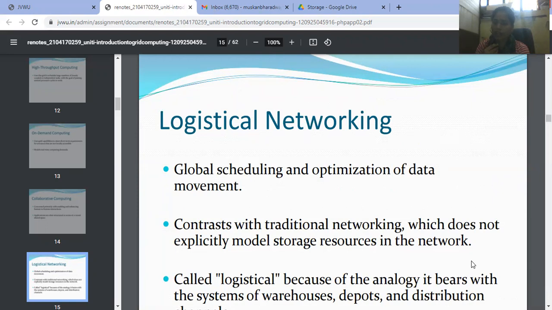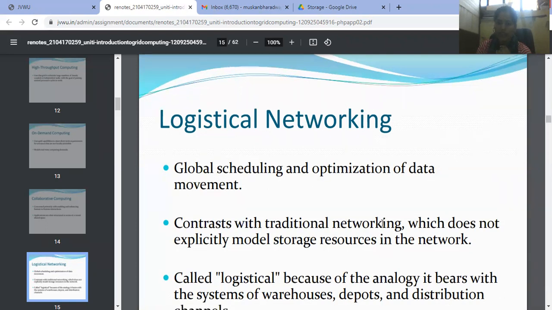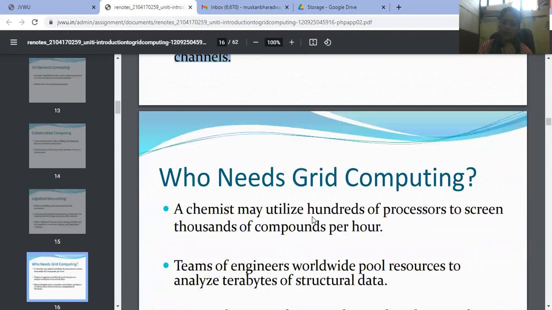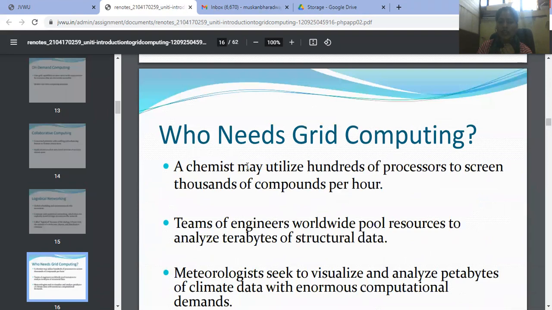In contrast with traditional networking, this is also done with the help of multiple models of storage resources called logistical, because of the analogy it bears with the system of warehouses, depots and distribution chains. Why do we say logistical? Logistical is basically an analogy to the system of warehouses. A warehouse is a type of house where you store various amounts of data, and depots or distribution channels are for storing and receiving that data.